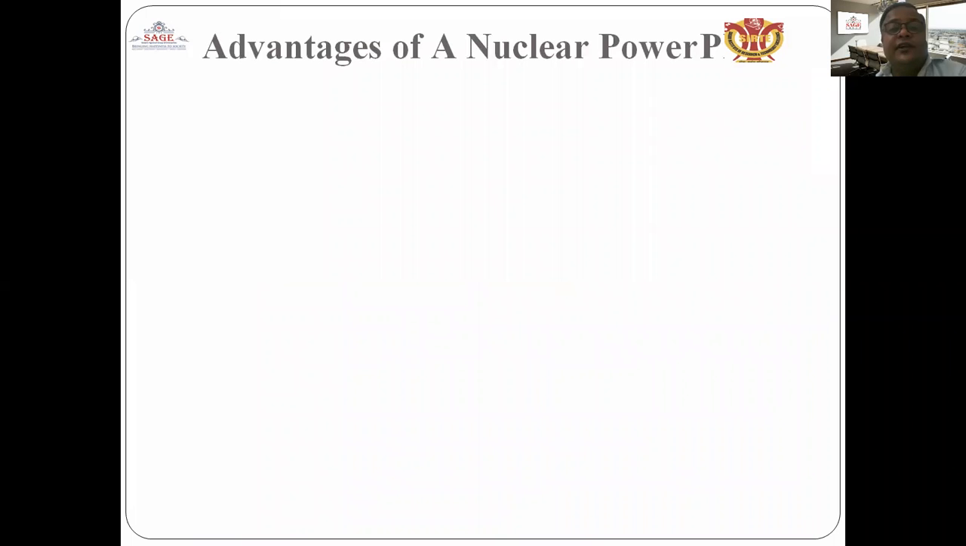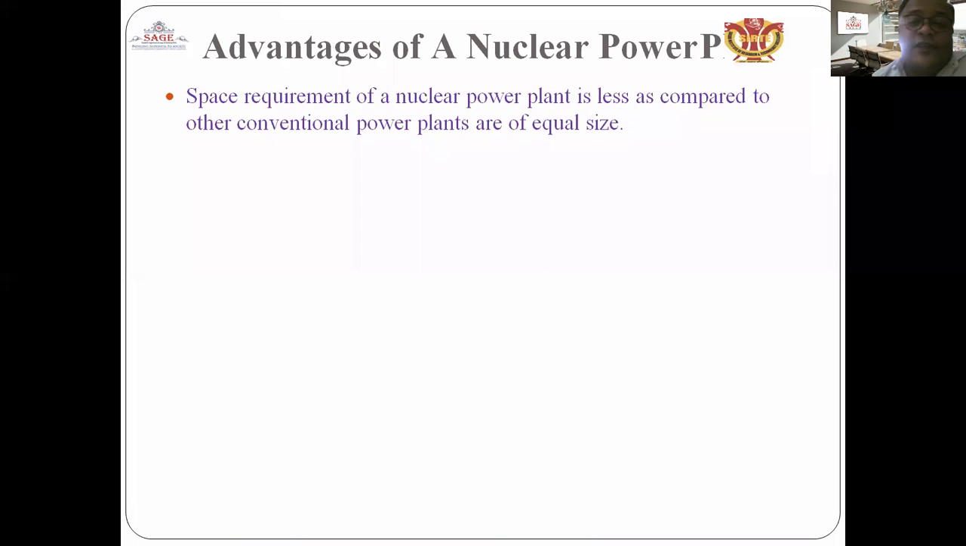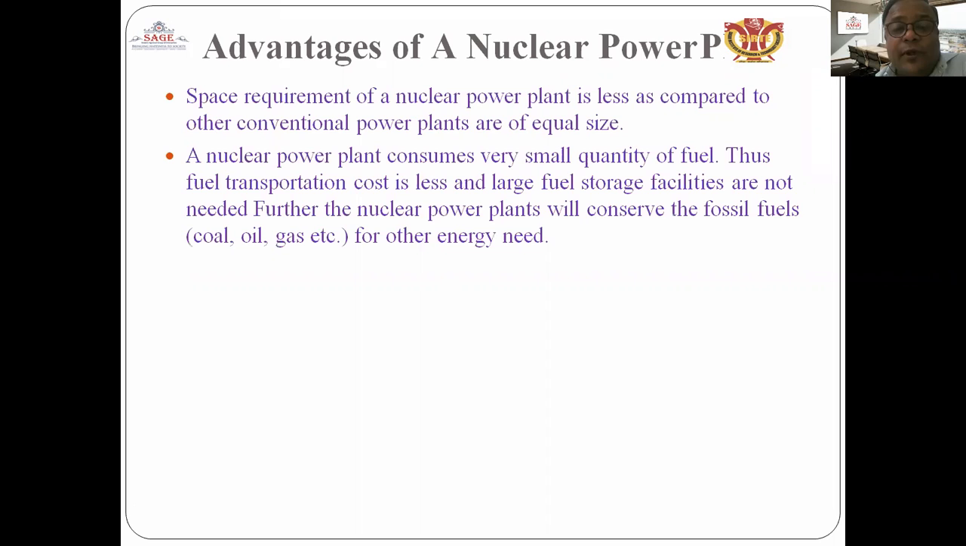What are the advantages of the nuclear power plant? The space requirement of the nuclear power plant is less compared to other conventional power plants of equal size. A nuclear power plant consumes a very small quantity of fuel. Thus fuel transportation cost is less, and large fuel storage facilities are not needed. Further, the nuclear power plant will conserve the fossil fuels, coal, oil, gas, or other energy needed.